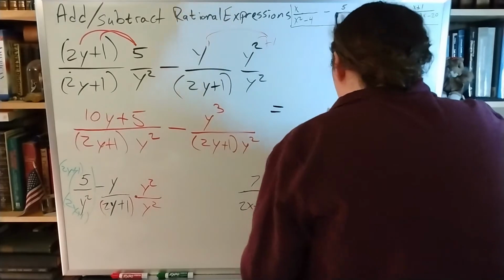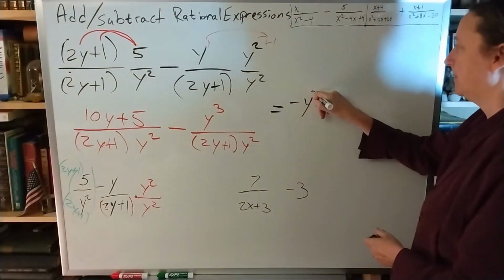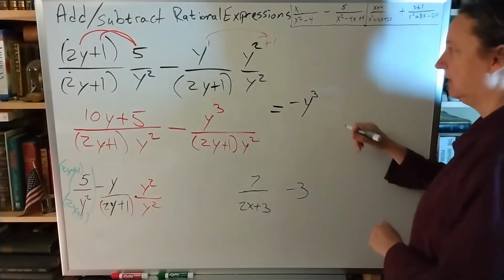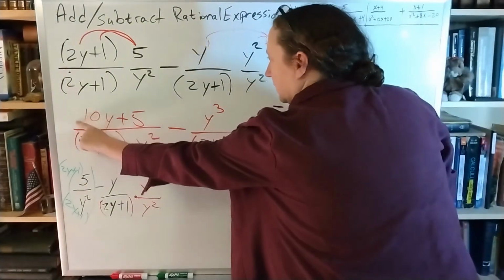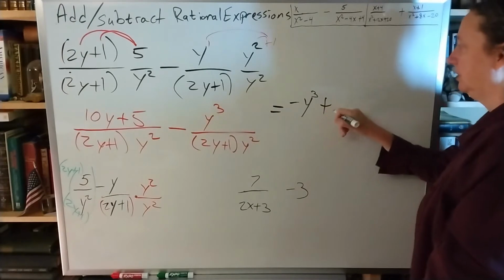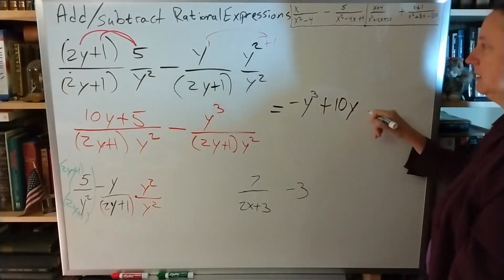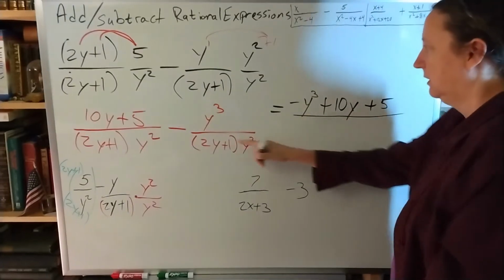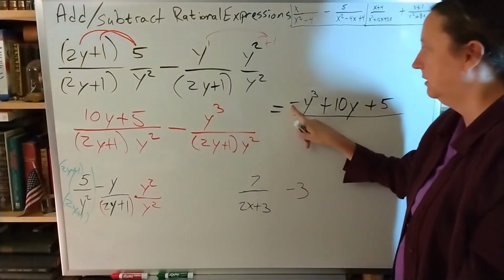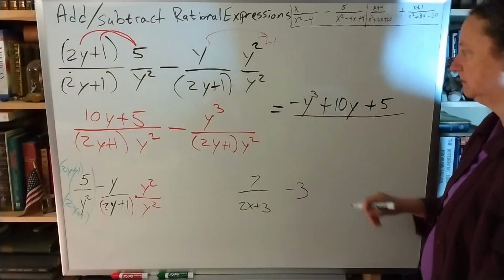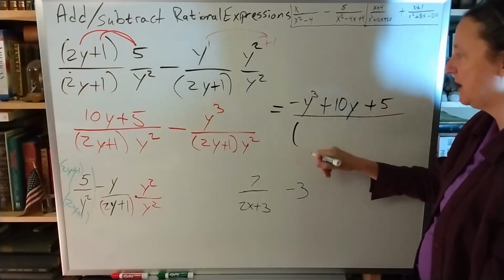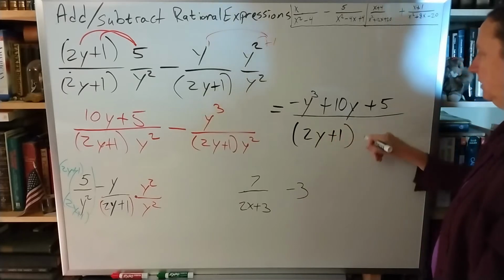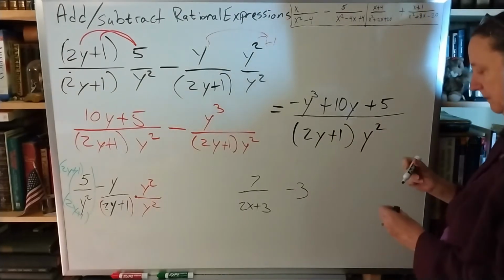So I have negative y to the third, because I line it up with the largest exponent first, the smallest exponent last. That's a positive, so plus 10y plus 5 over. So that minus sign there became the negative sign there. I'm going to leave the bottom factored. 2y plus 1 times y squared.